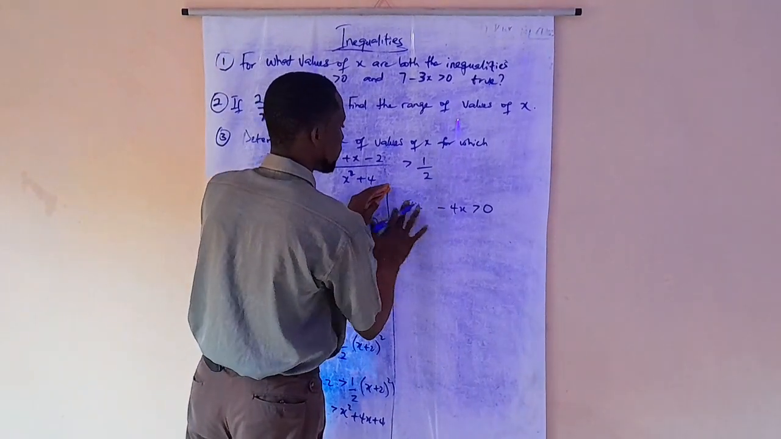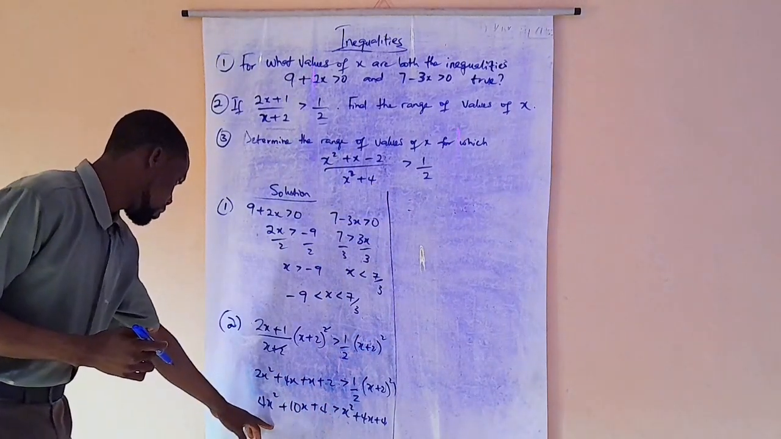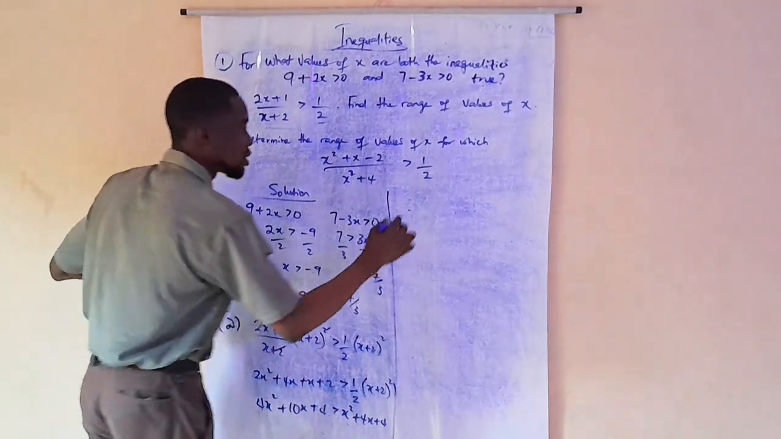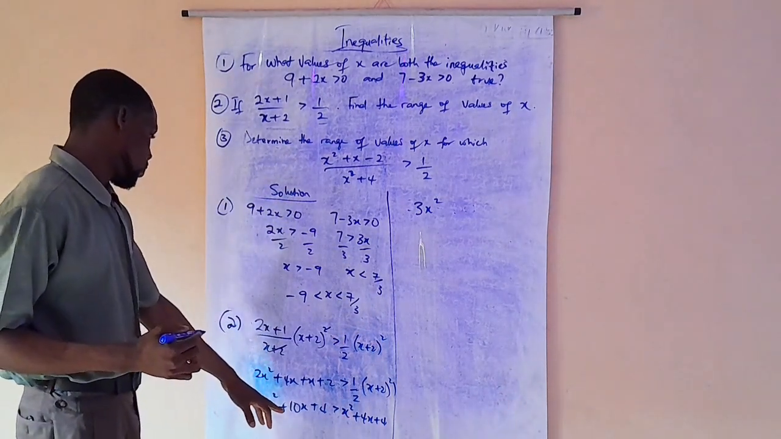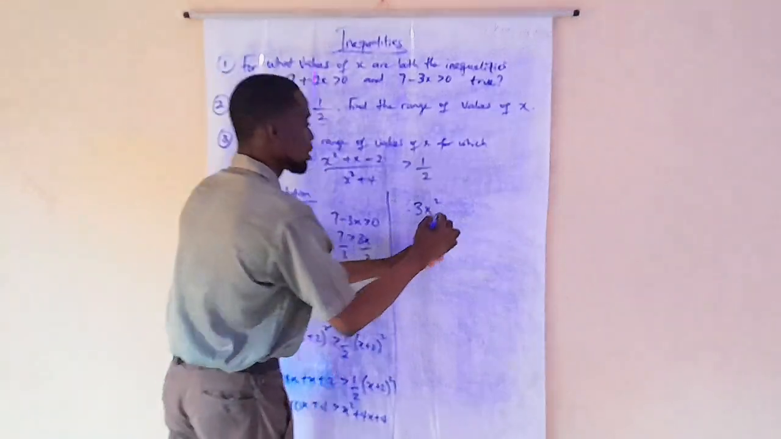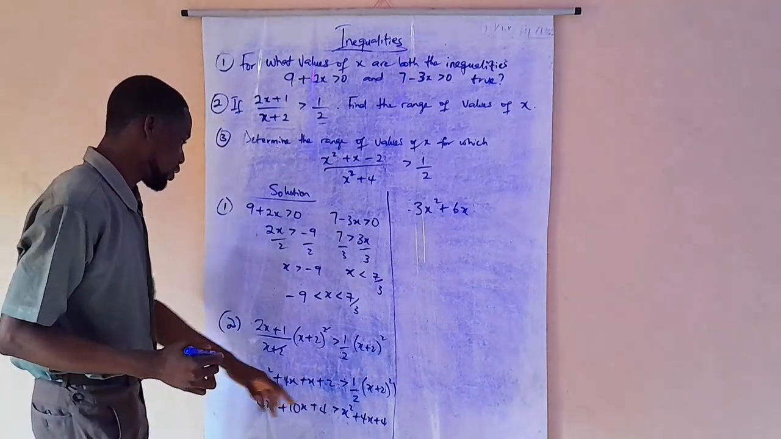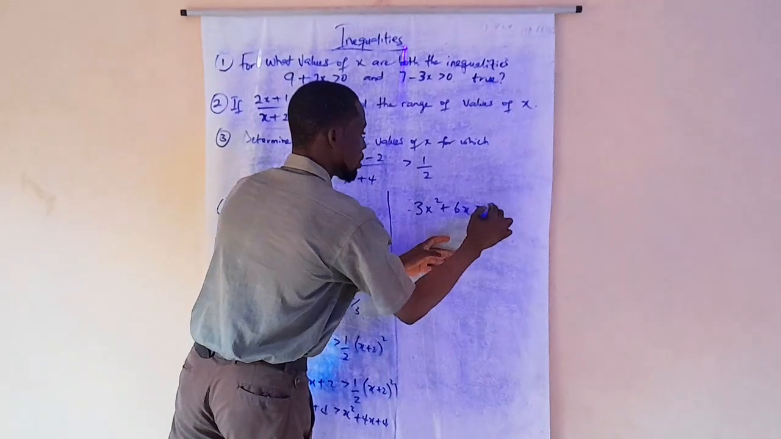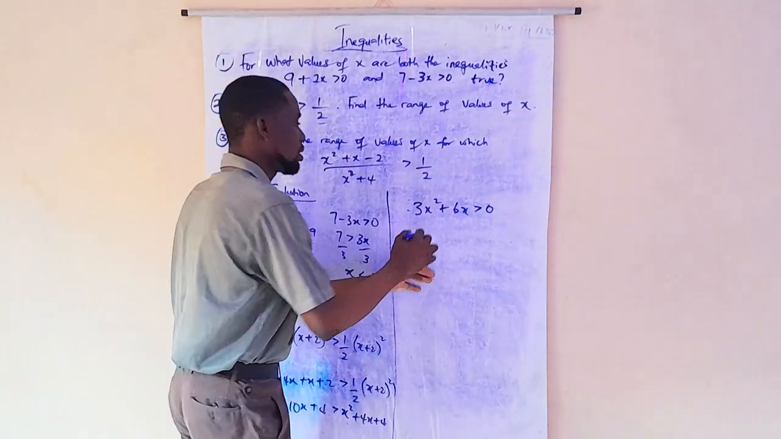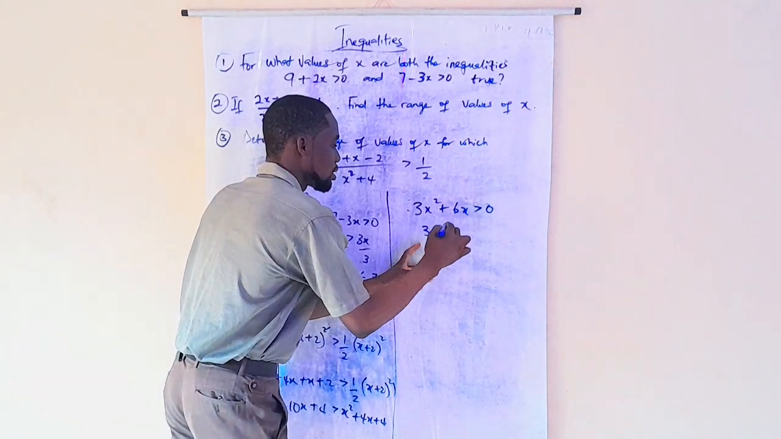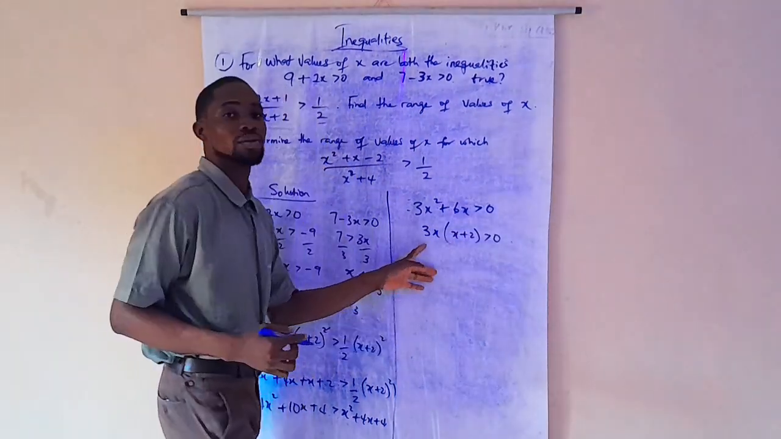At this point, what do I now have? I would have 3x squared, 10 minus 4 is 6x, 4 minus 4 is gone. So that's greater than 0. So we're left with this. In this case, what should you do? Factorize. 3x into x plus 2 is greater than 0.